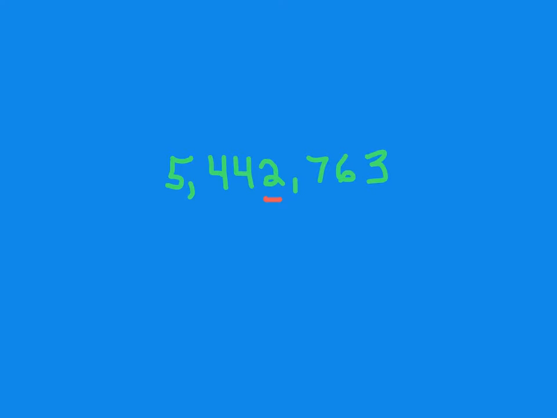Here's my next example, 5,442,763. Again, the place value that I'm rounding to has been underlined. My magic number is 5. If I have a 5 or a bigger number, I round up. 4, 3, 2, 1, or 0, I leave my number alone and round off the other numbers. I never, ever touch these numbers that are in front. Okay, so let's start.